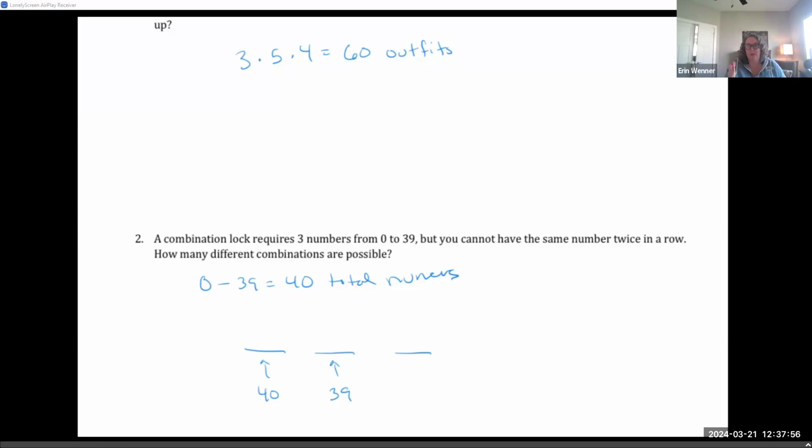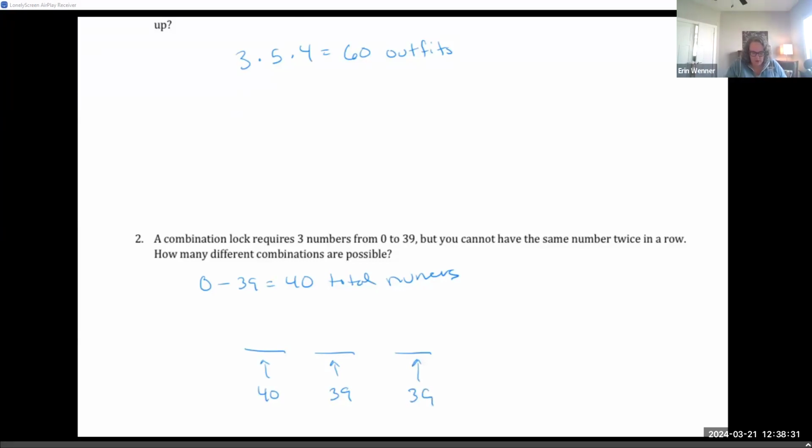Now, moving to my last position, if the problem had said you can't have the same number twice in general, then I would have had to take out the number for the first position and the number for the second position. But it's just saying you can't have the same number twice in a row, which means I could take the number I had on the first position and repeat it in the third position. But again, I can't repeat the one in the middle. So it gives us 39 choices here again.